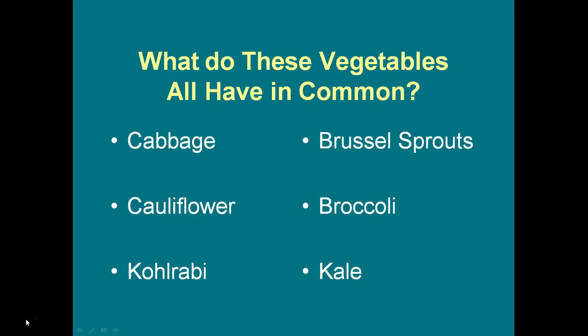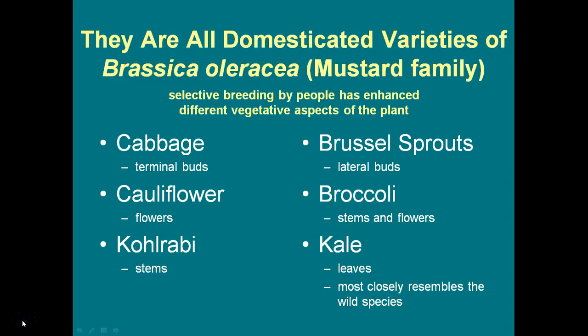So what do you think all of these vegetables have in common? Cabbage, cauliflower, kohlrabi, Brussels sprouts, broccoli, kale. Now admittedly they're all kind of yucky, but that's not what I have in mind. They are all plants that have been domesticated from a single species of wild plant. Selective breeding by people has enhanced different aspects of the plant, parts of the plant that people want to consume.